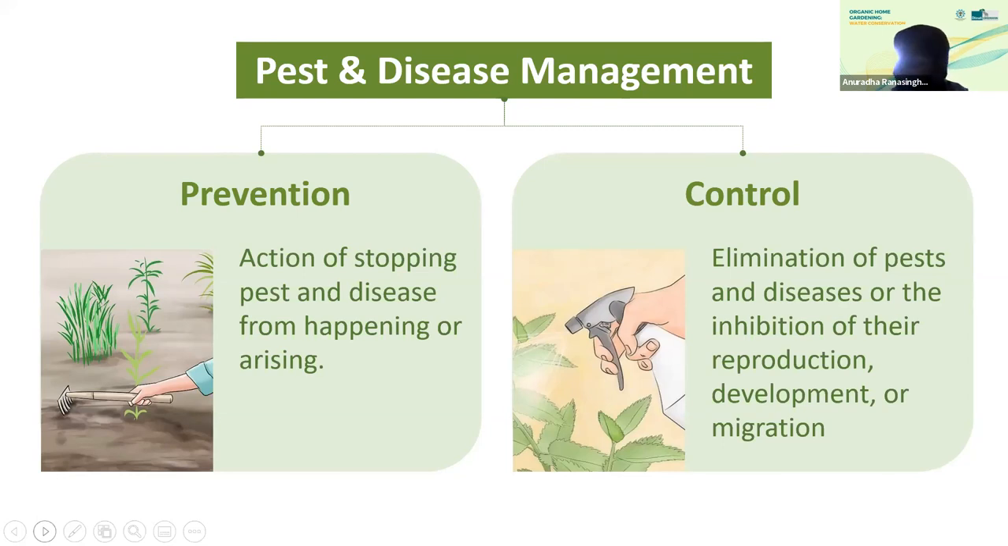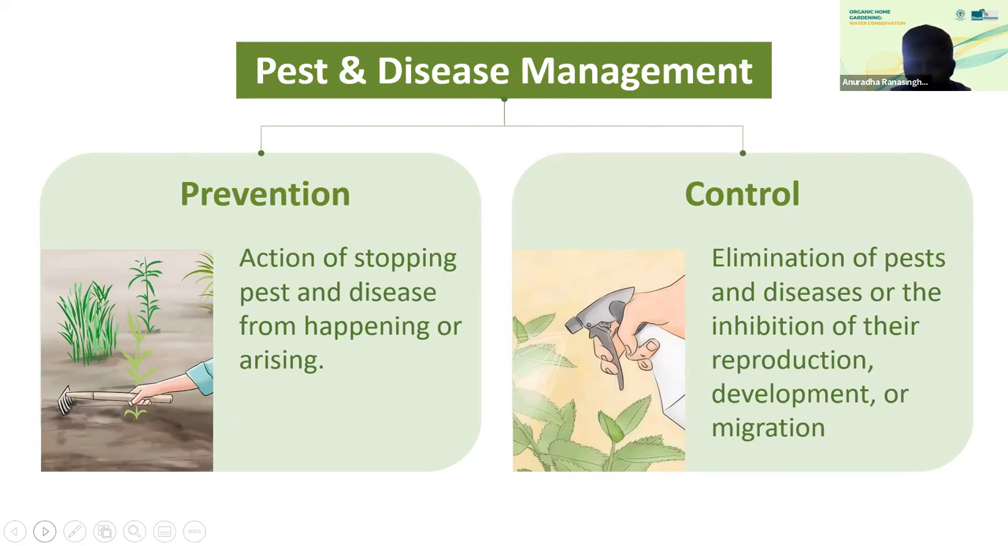And sometimes we create very favorable conditions in our gardens, like adding too much nitrogen fertilizer or adding too much water to our crops. Then we are creating very favorable conditions for diseases or the spreading of pests. So we need to take preventive actions before controlling any pest or disease.